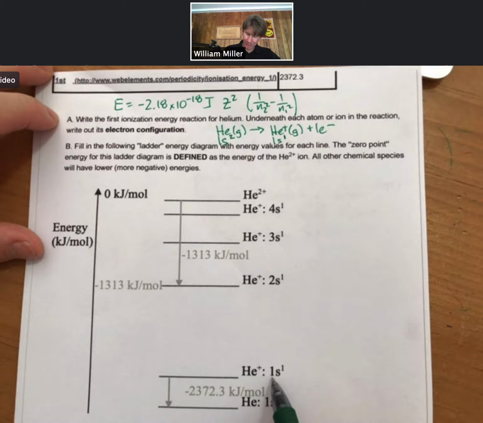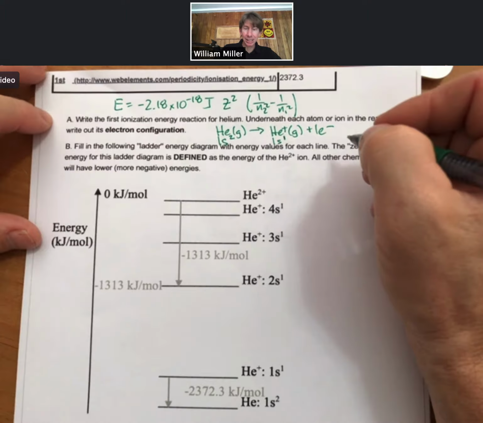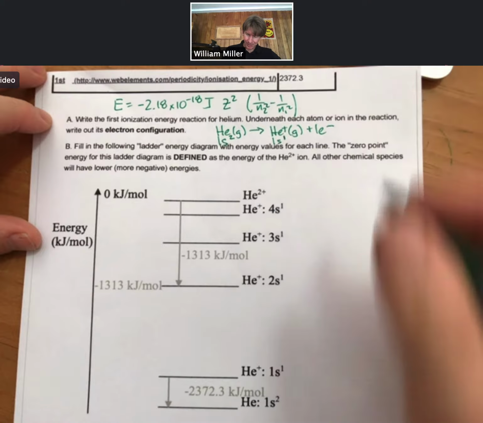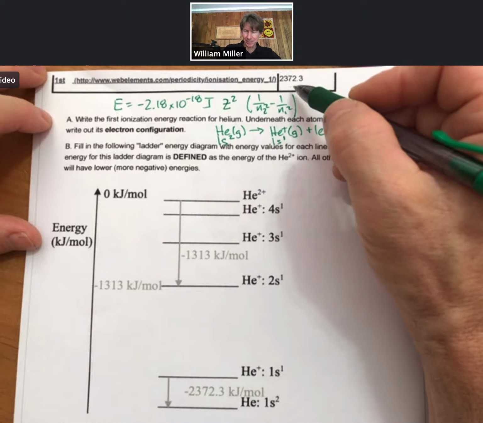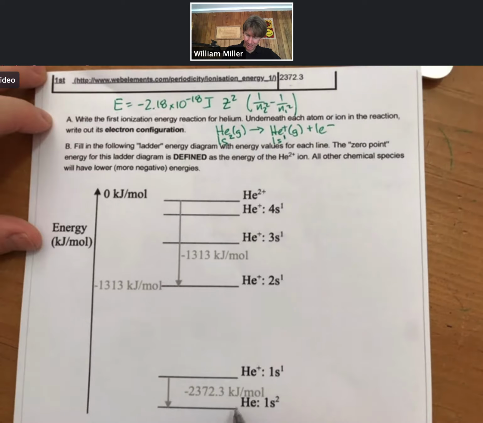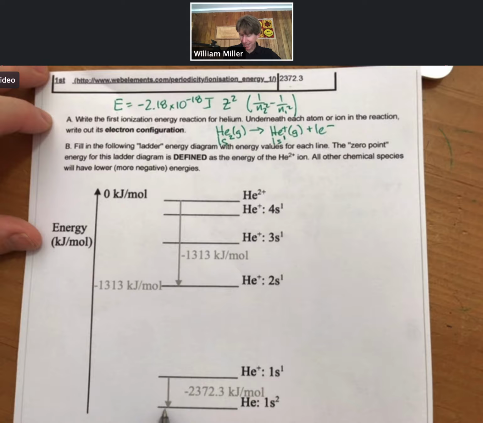And so really the difference between these two is the ionization energy of helium, and that's listed up here, and it's sort of cut off on my printouts. But that's the energy difference between these two. And as I draw the arrow down, I have a negative sign here because it's going down: minus 2372 kilojoules per mole.